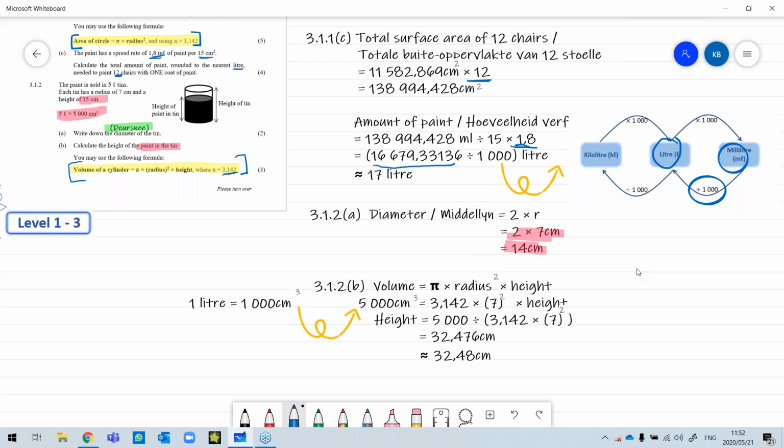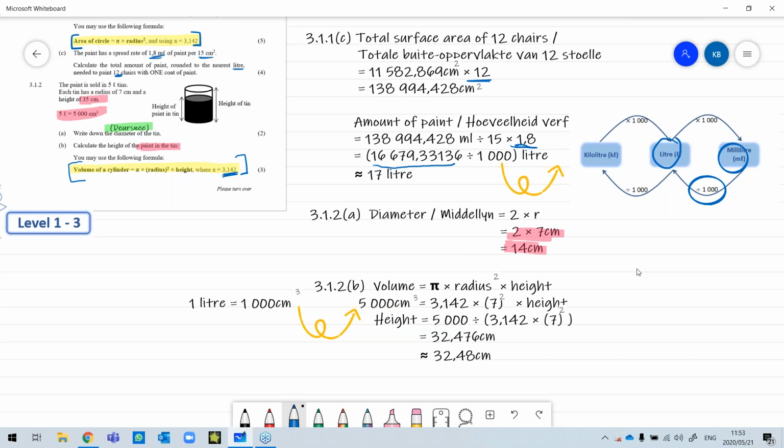So if they give you the value of pi, as in this example of 3,142, use this value because then your answer will be the same as the one in the memo. If you use the symbol, then your answer will not be the same due to all those additional decimal values. Now, first of all, let's copy this formula. We're going to say volume equals pi radius to the power of 2 multiplied by height.